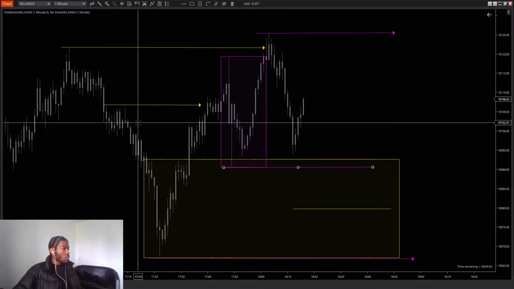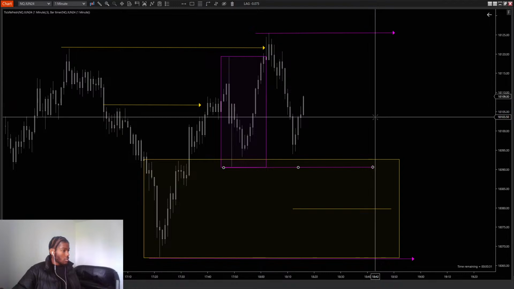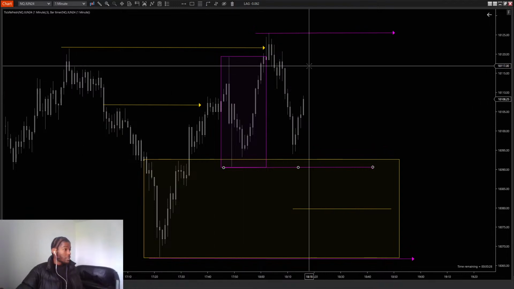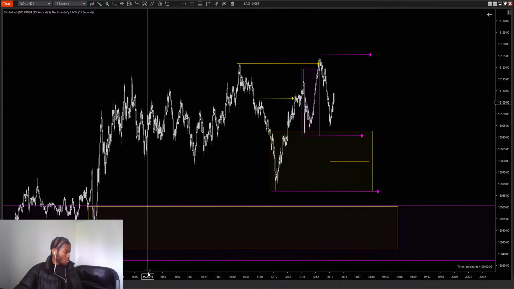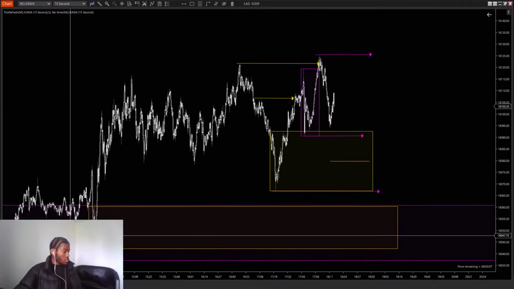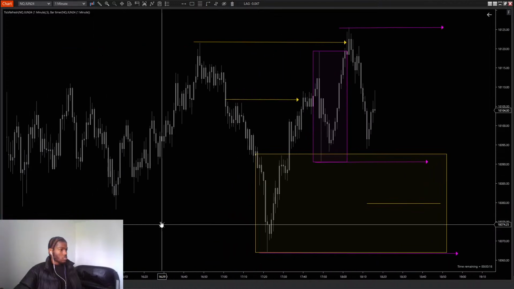So on 1 minute candlestick structure is 15-second structure. Likewise, 15 minute candlestick structure is 1 minute structure. You know what? I'll just show you. So 15-second structure is 1 minute candlestick structure.